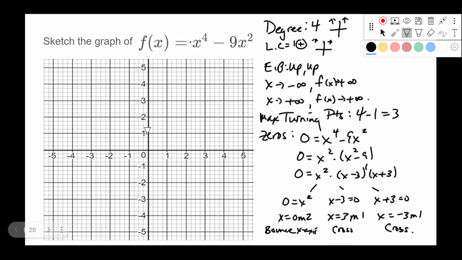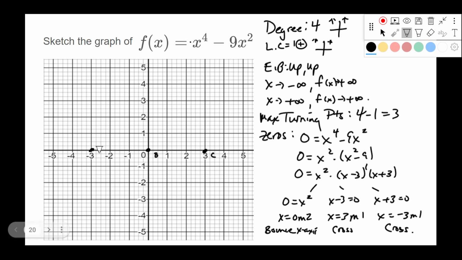Okay, so now, here's how we're going to graph this. We're going to put our zeros on there. 0 is a zero. 3 is a zero. Remember, these are x-intercepts. And negative 3 is a zero. I'm also going to write down that at 0, it's going to bounce. I'm going to put a little b here so that I know to bounce it off of there. At 3, it's going to cross.